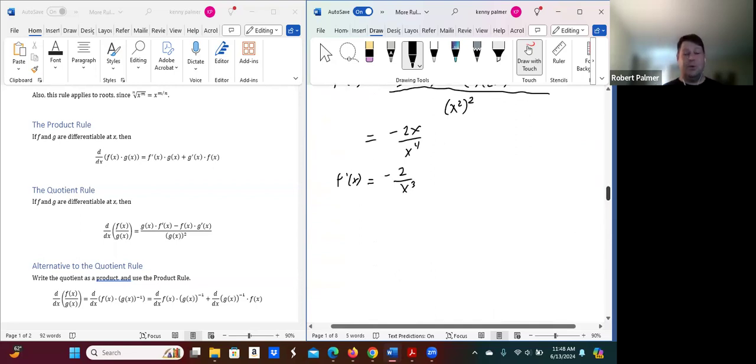So that's the idea of the quotient rule. The quotient rule is a little more involved because it's a little more complicated format. Also, the order is important since we're subtracting in the middle.